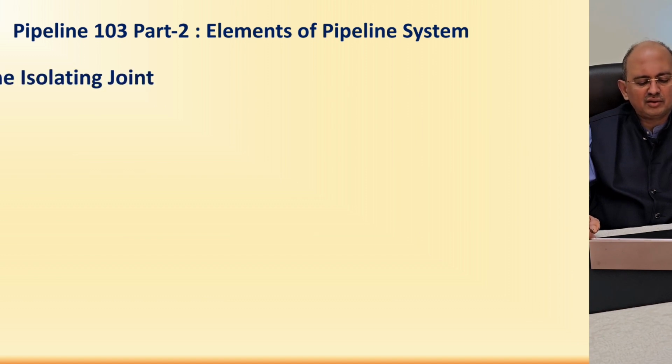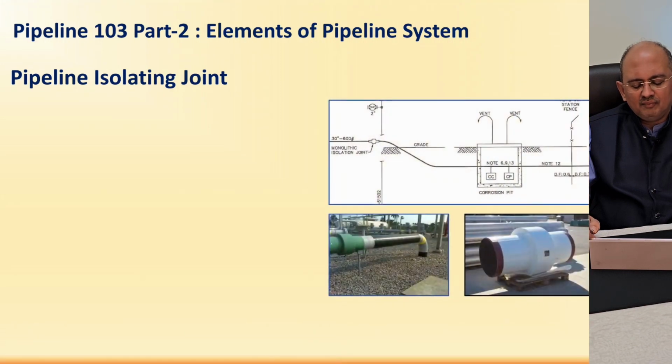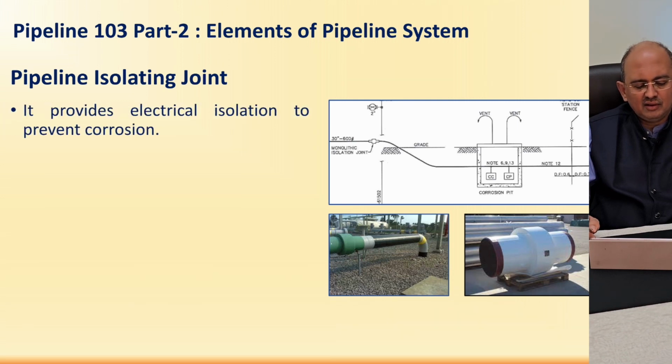Let's move to the next topic, which is the pipeline isolation joint, the other element. This is also a very important element where the pipeline is buried, so where the above ground to buried transition takes place. The isolation joint or monolithic isolation joint is provided. What does this joint help with? It provides electrical isolation to prevent corrosion. How electrical isolation comes into the picture, I will explain.